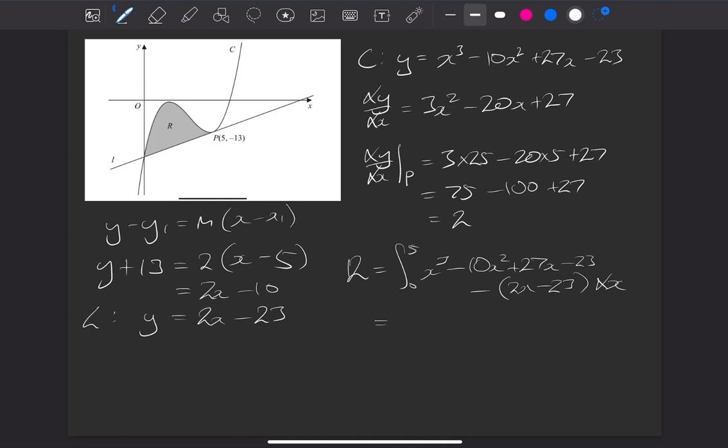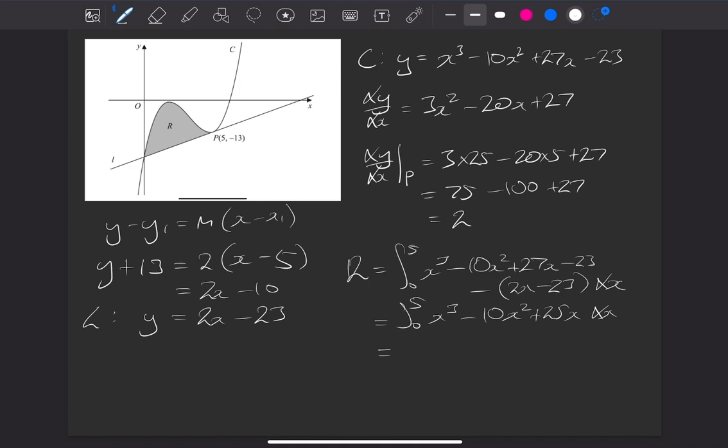Let's just expand our bracket and think about how many powers of each x we have. So the integral is still from 0 to 5. x cubed remains the same, 10x squared remains the same. The 27x and the minus 2x will give us 25x. And then minus 23 plus 23 is going to be 0. So no constant term.